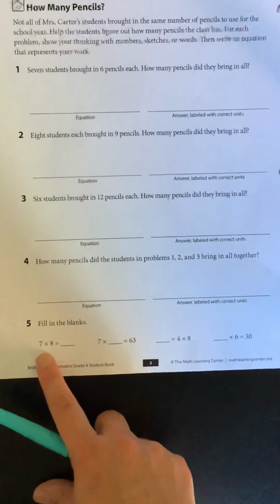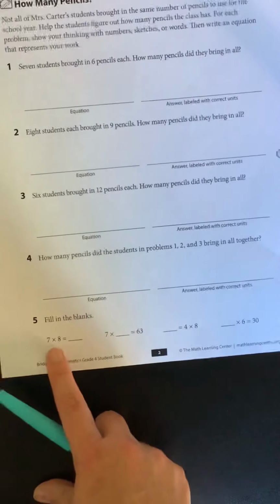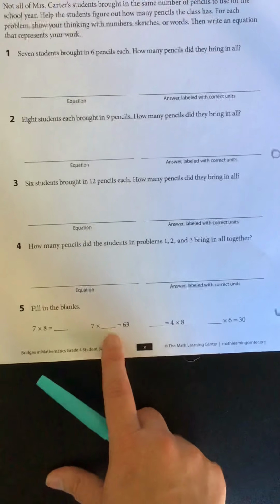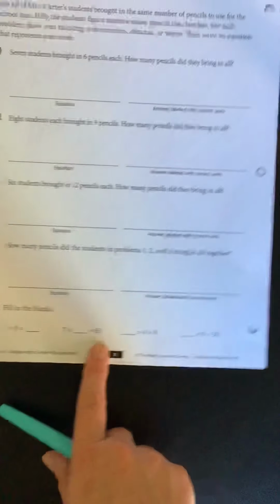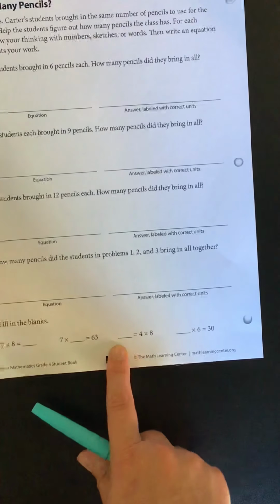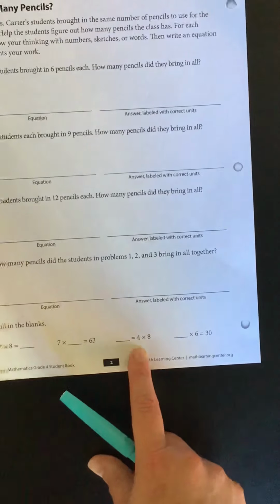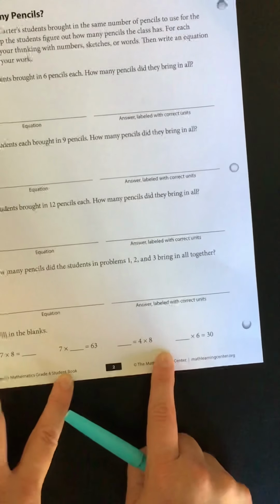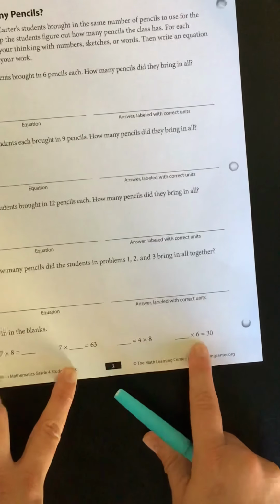So here you're trying to complete the equation. So 7 times 8 equals something. This is saying 7 times what gets me 63. This one is saying something equals 4 times 8. I can flip this and think of it as 4 times 8 equals something. Okay? This one's saying something times 6 equals 30.